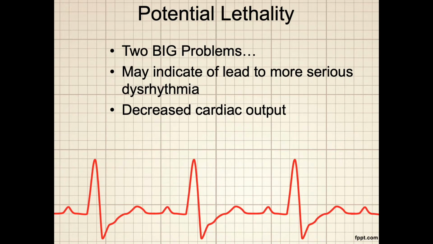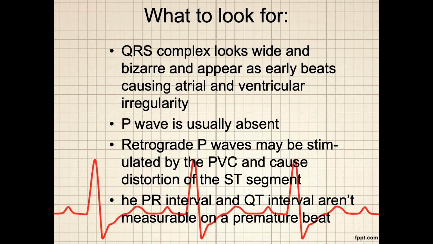The decreased cardiac output is a result from the loss of atrial kick and the loss of proper ventricular filling time. On the rhythm strip, the reader would look for a QRS complex that looks wide and bizarre and appears as early beats, causing atrial and ventricular irregularity. The P wave is usually absent. Retrograde P waves may be stimulated by the PVC and cause a distortion of the ST segment. And the PR interval and QT interval aren't measurable on this premature beat.